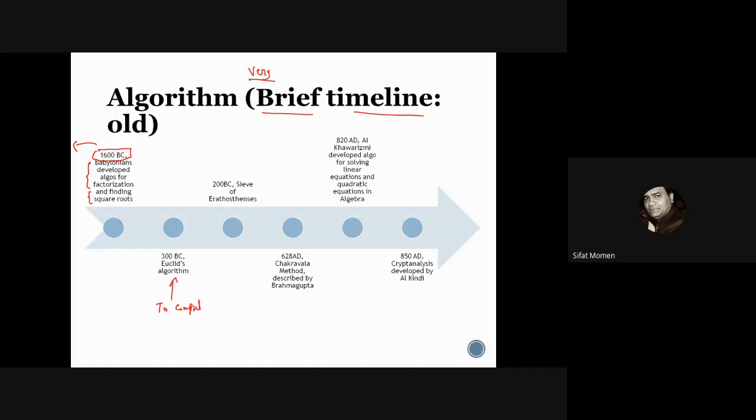And how you compute the GCD of two numbers is something that is as old as 300 BC, as you see over here, right, Nakina? To compute the GCD of two numbers.